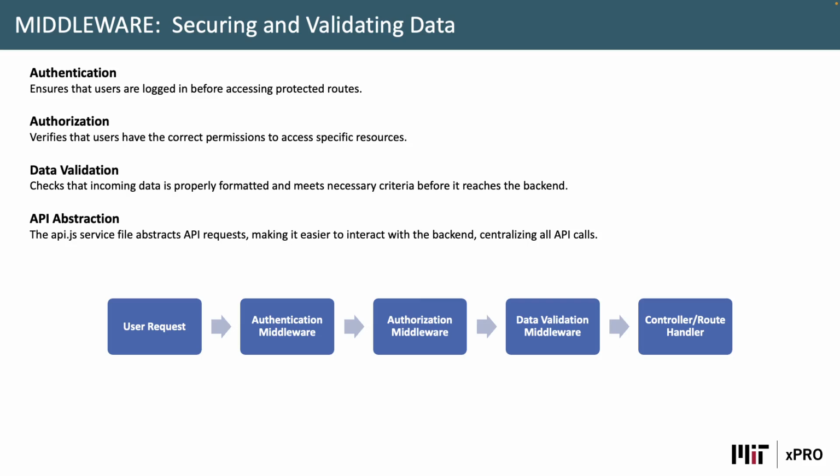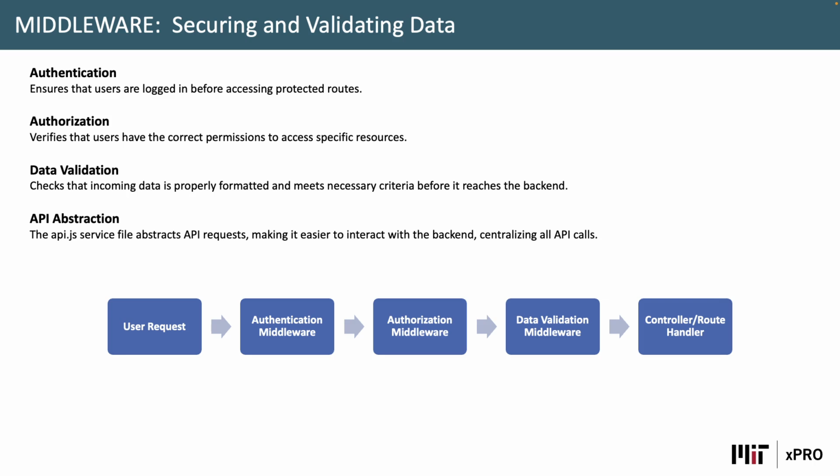Middleware plays a crucial role in my application, particularly in securing and validating data. Authentication middleware checks if a user is logged in before they can access certain routes, while authorization middleware ensures they have the right permissions. Data validation middleware checks that incoming data is in the correct format and meets the required criteria. These middleware functions are very important to the API's functionality, ensuring that data flowing into the backend is accurate and secure.